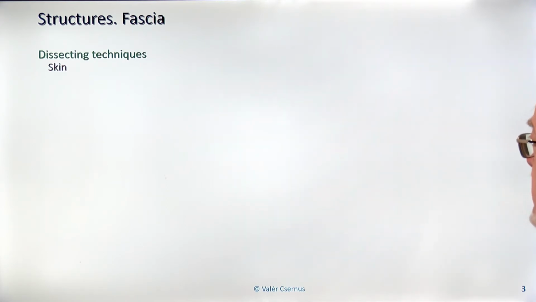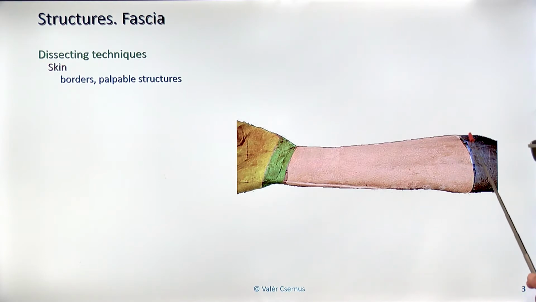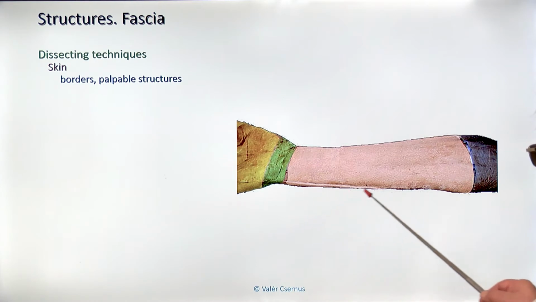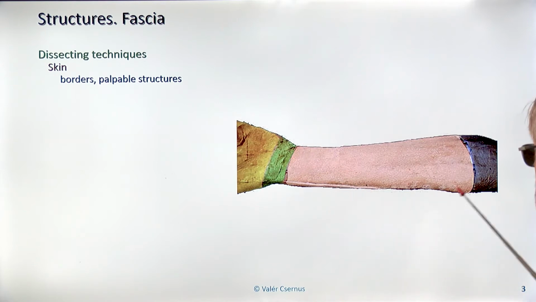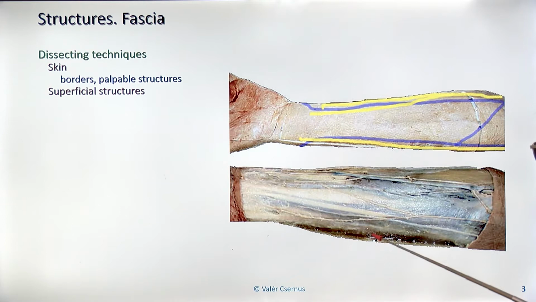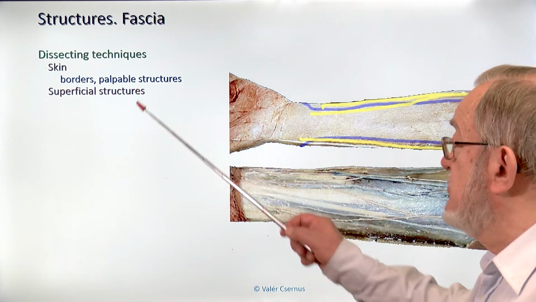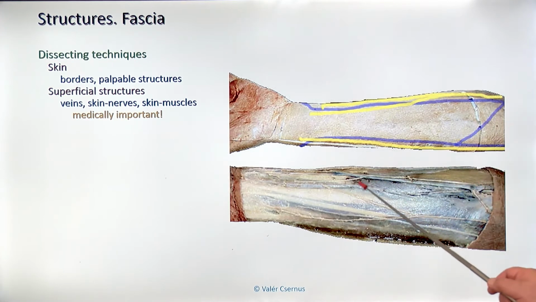First of all, the first thing we meet is the skin. On the skin we will describe the area where we will dissect, the region. For that we need palpable structures, bony pieces which you feel through the skin, and this is what you studied during your bone and joint studies. When we remove the skin, we find structures between the skin and the underlying fascia, and these are the so-called superficial structures. Superficial structures are superficial veins, practically no arteries. We have skin nerves, and in certain areas, especially on the face, we have skin muscles.